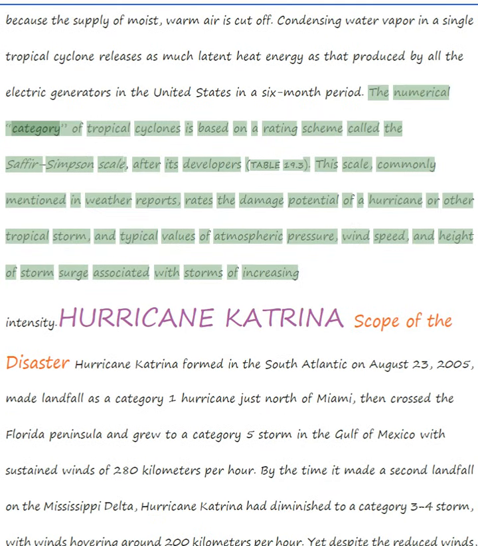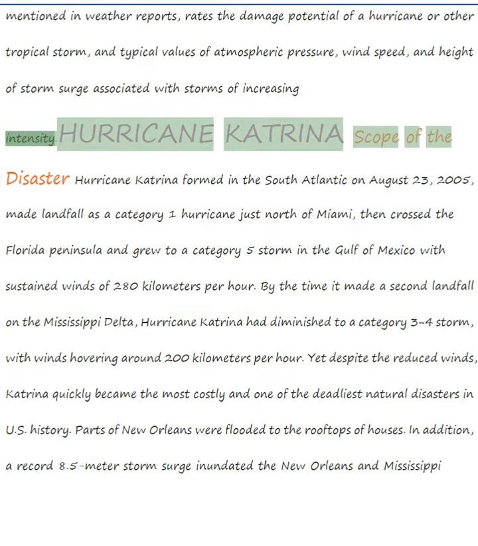The numerical category of tropical cyclones is based on a rating scheme called the Saffir-Simpson scale, after its developers. This scale, commonly mentioned in weather reports, rates the damage potential of a hurricane or other tropical storm, and typical values of atmospheric pressure, wind speed, and height of storm surge associated with storms of increasing intensity.